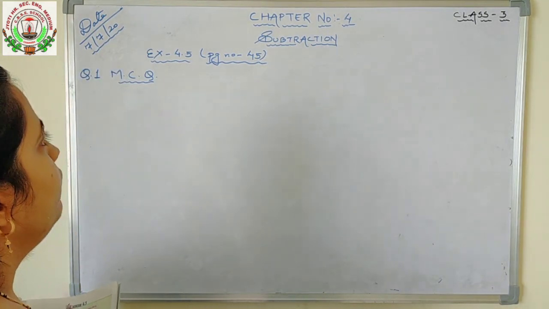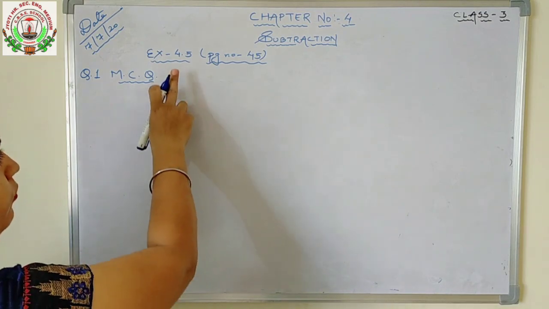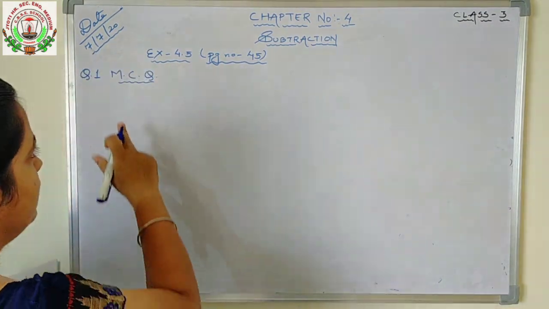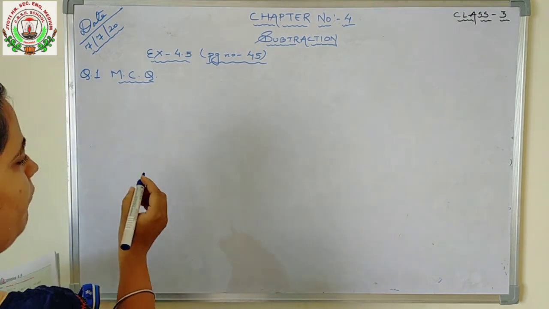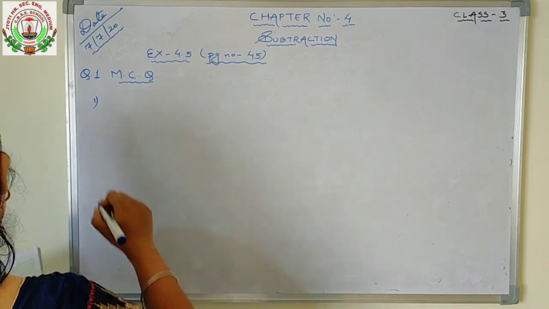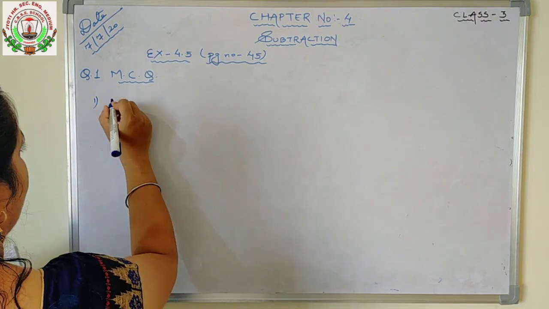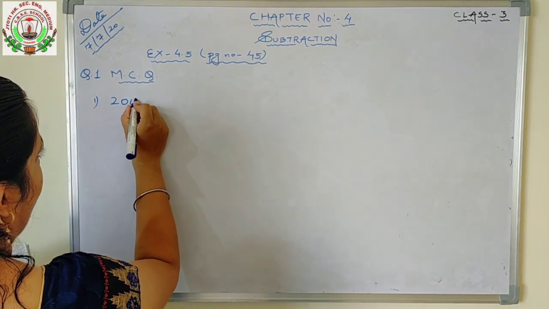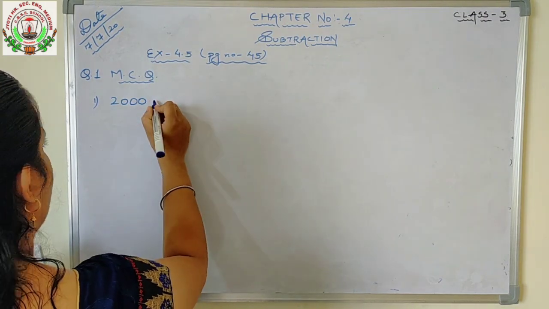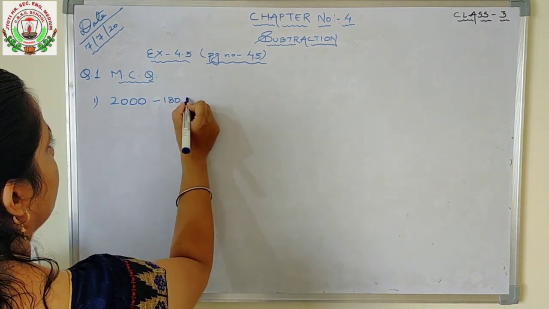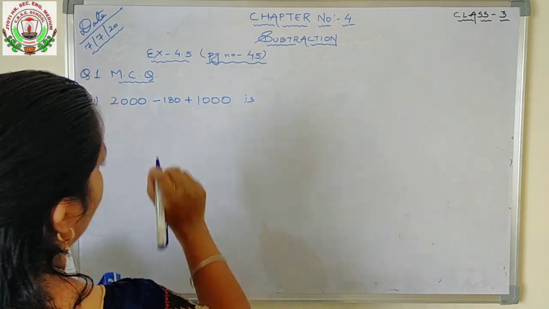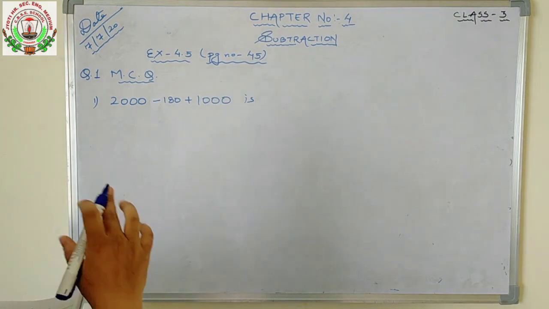Now we will solve today's exercise number 4.5, which is on page number 45. The first question is an MCQ. So we will solve and find the correct answer. Number one: we have to find the value of 2000 minus 180 plus 1000. You have to find the value of this expression.